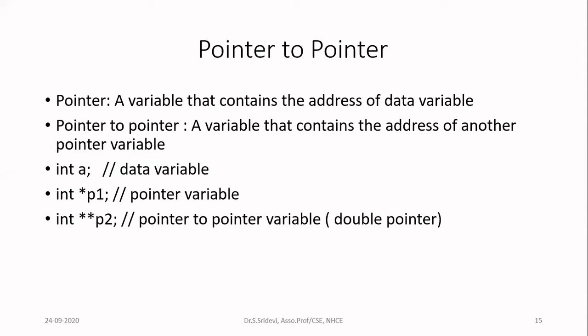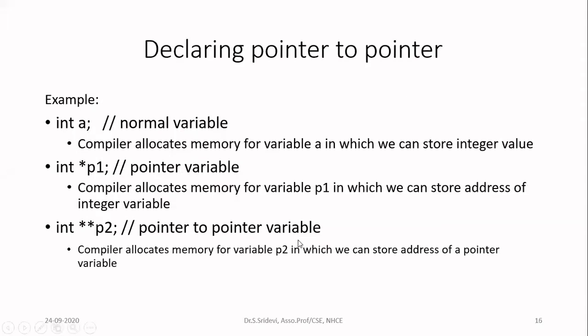Now, we will see an example so that you will understand. Before that, we will see the different ways of declaring pointer variables. Just now I told you, if you write int a, you are telling the compiler that a is a normal variable. So the compiler will allocate memory for variable a. It will be either 2 bytes or 4 bytes according to the compiler. And in that memory location, you can store only an integer value.